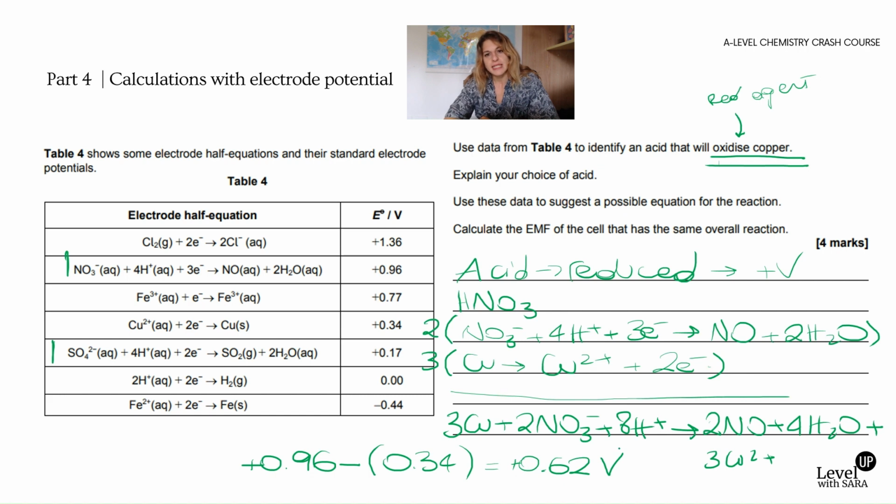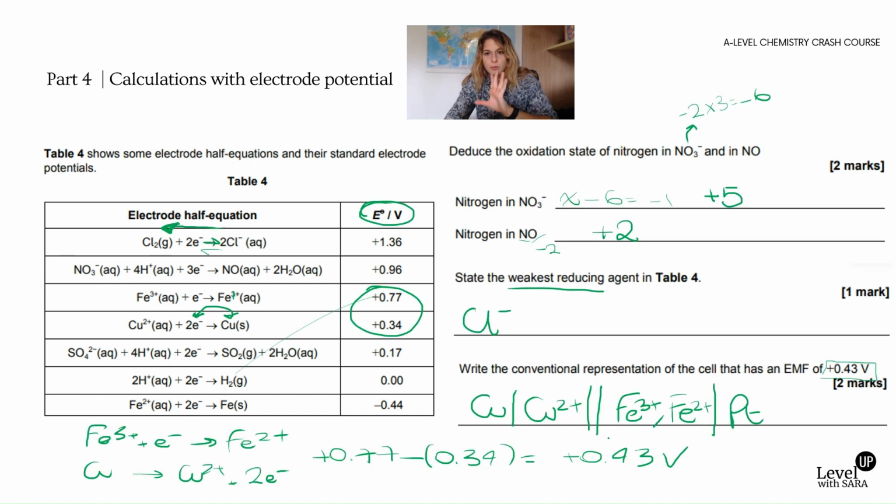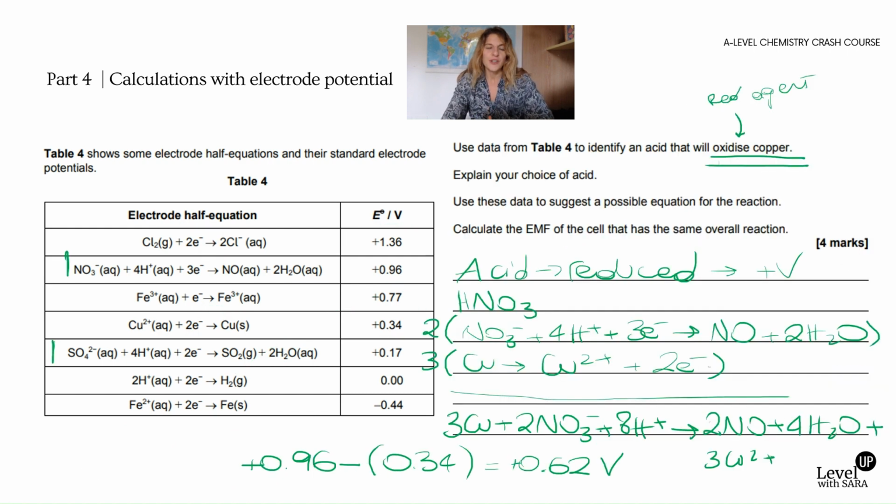So I hope it makes sense, and I hope this logic of understanding what's positive or negative will help you understand or do this type of workout, like weakest reducing or oxidizing agent. I hope that it's helpful.